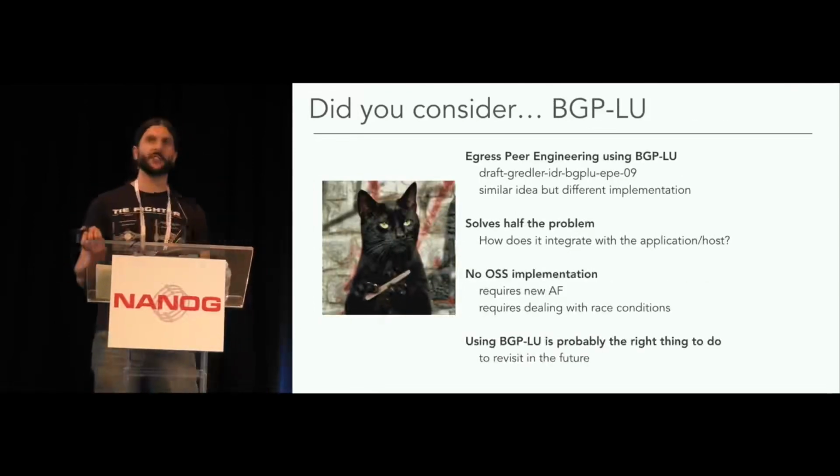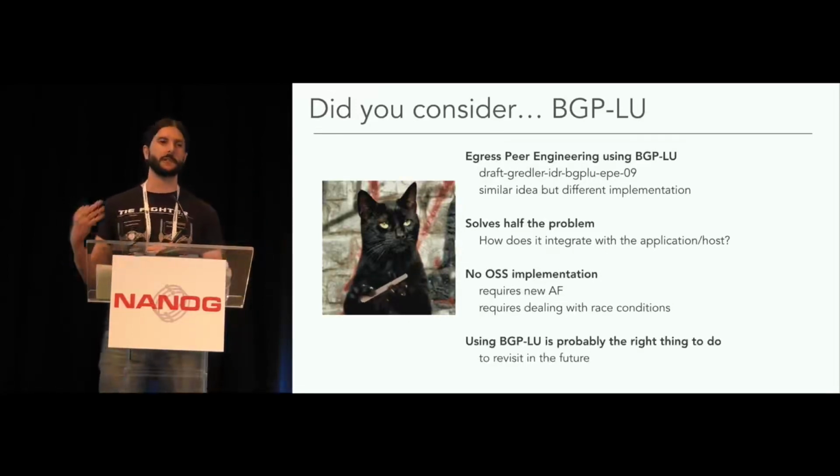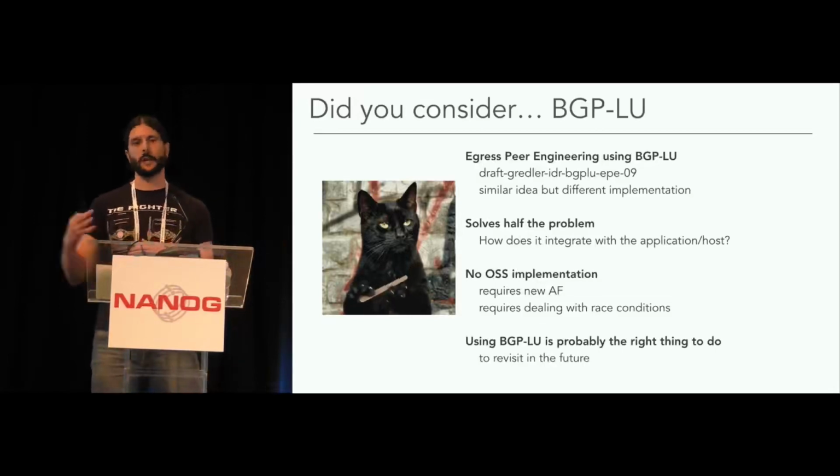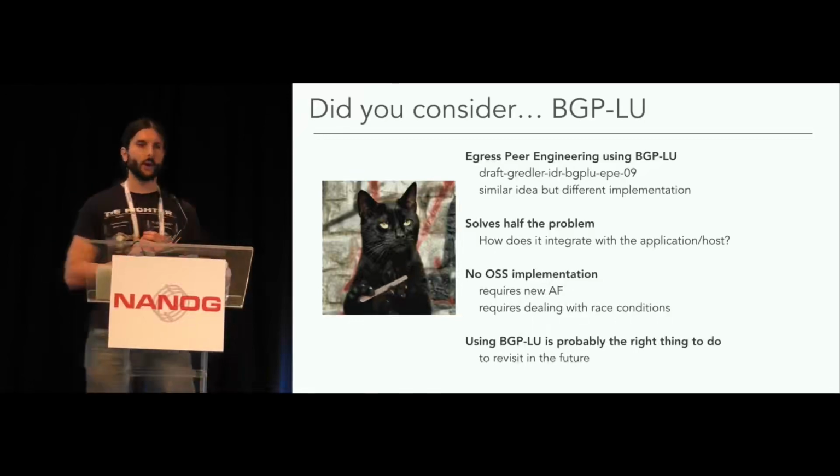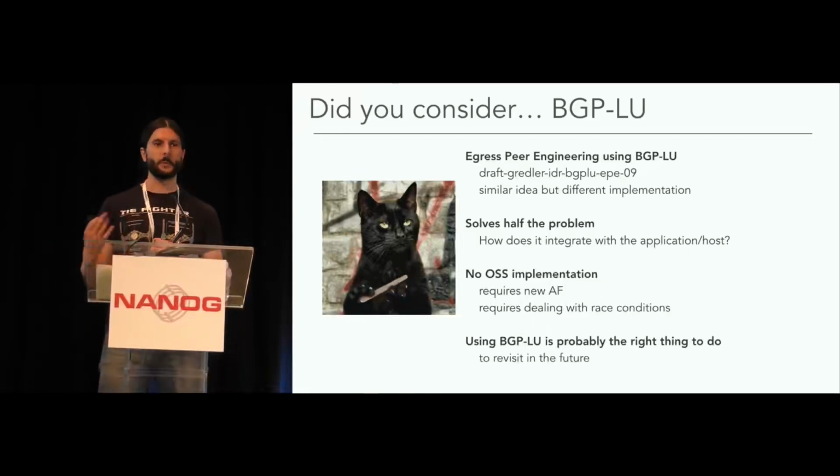BGP-LU. So this is interesting. This maps a bit better to what we are doing. However, it has the same problem as segment routing, as it keeps the decision of how to route traffic on the network. And again, we wanted to push it down to the application. Although I think it's the right thing to do, and we might in the future revisit the solution.